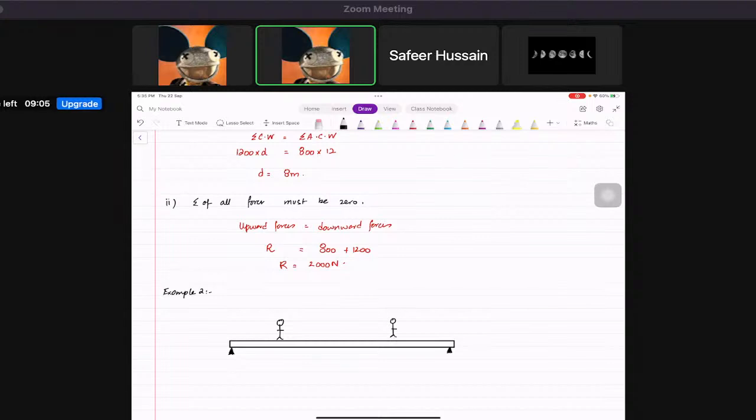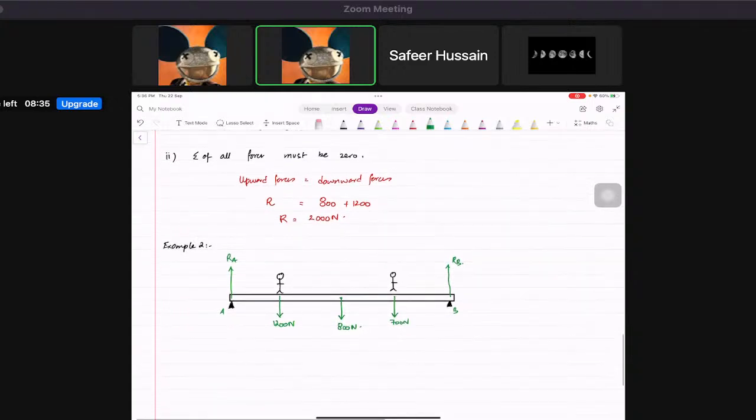So there's one person here and there are two pivots A and B. This person has 1200 newtons force, this person has 700. The plank itself has a weight of 800 newtons, and there are of course the reaction forces Ra and Rb also acting.